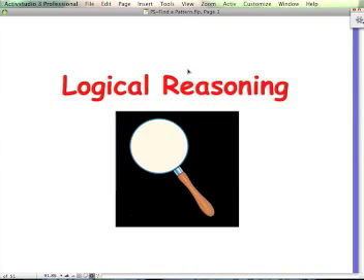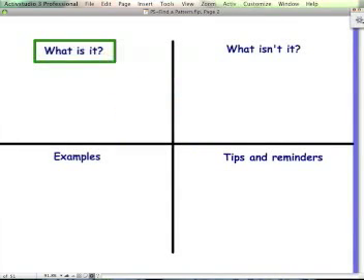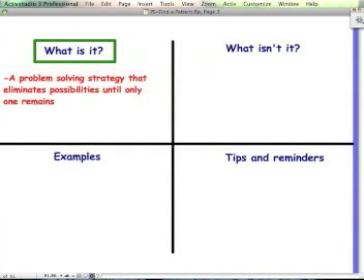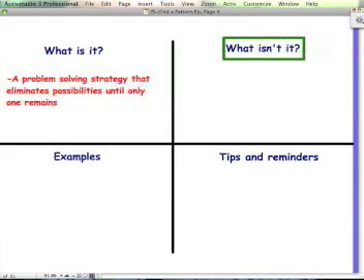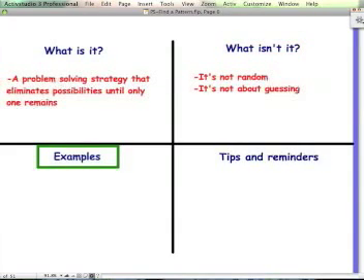Logical reasoning. What is it? Logical reasoning is a problem-solving strategy that eliminates possibilities until only one remains. Okay, what isn't it? It's not random, and it's not about guessing. Let's look at an example.